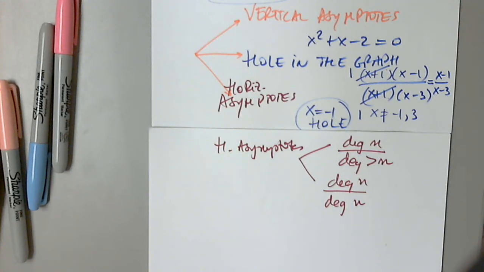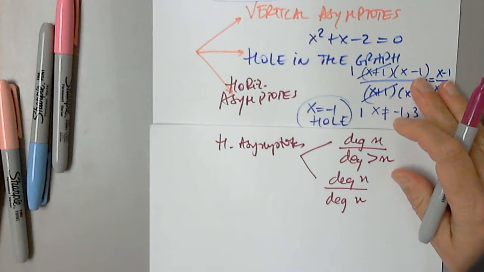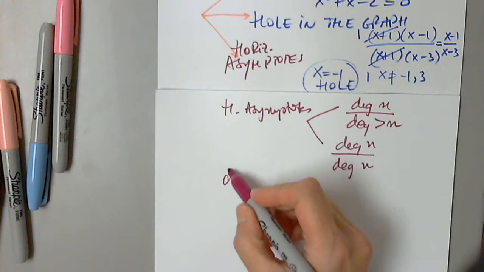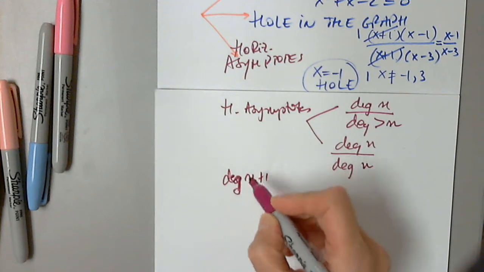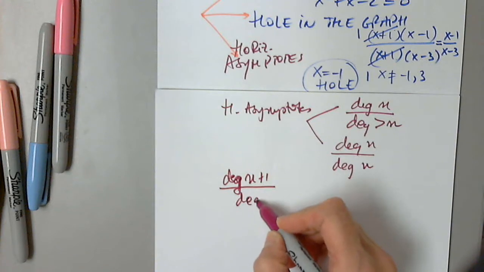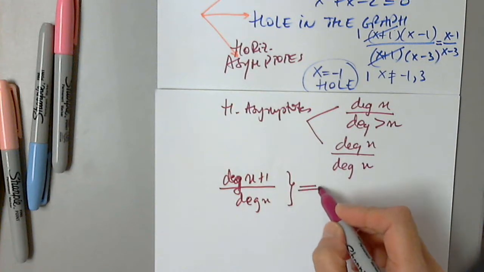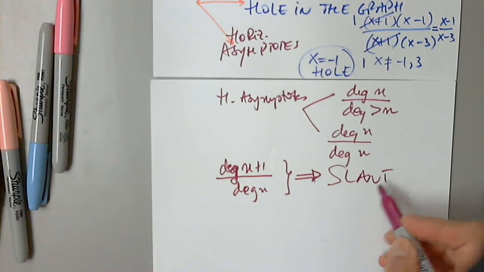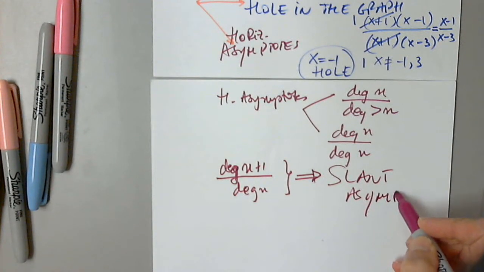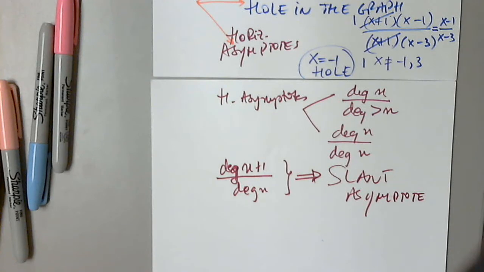If it's anything by 1 degree higher, so if it's degree n plus 1 on top and degree n on the bottom, this is the only situation with a slant asymptote. The only situation. If it's degree 5 at the top and degree 2 at the bottom, no horizontal, no slant.